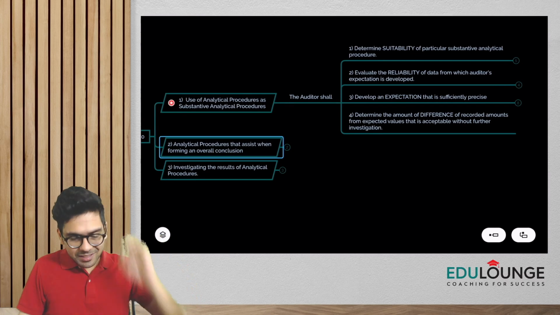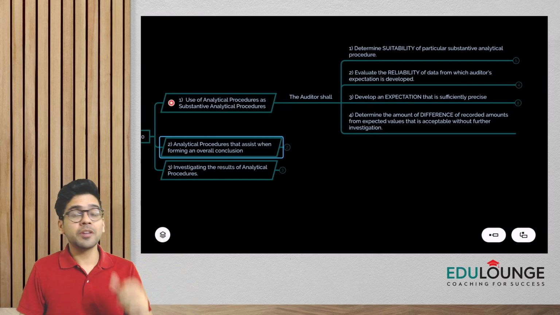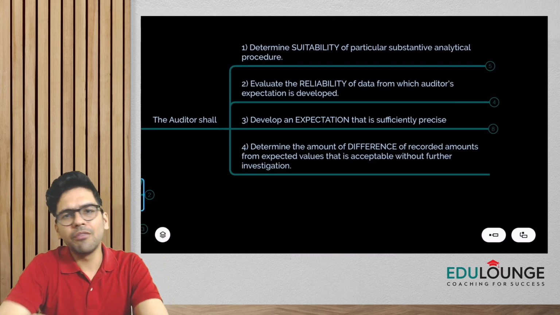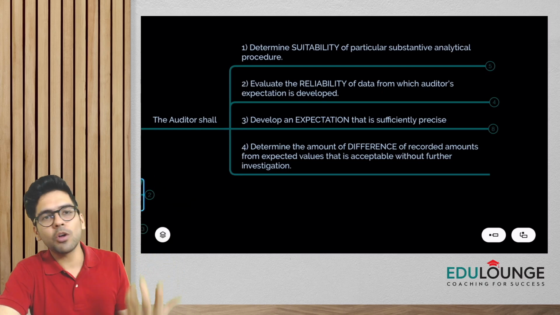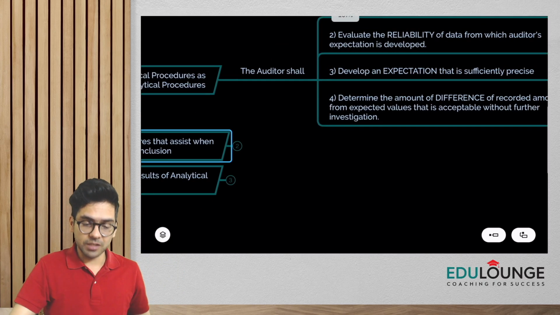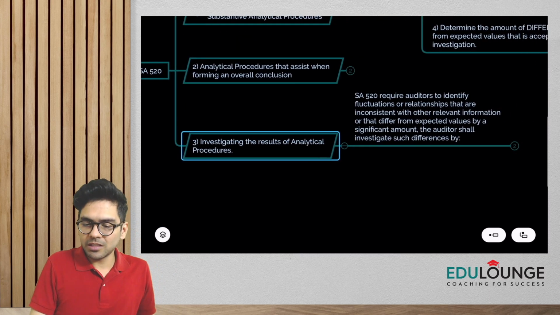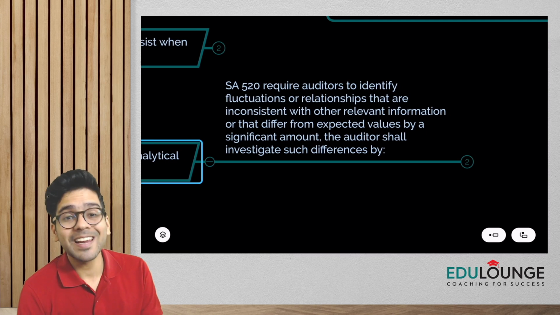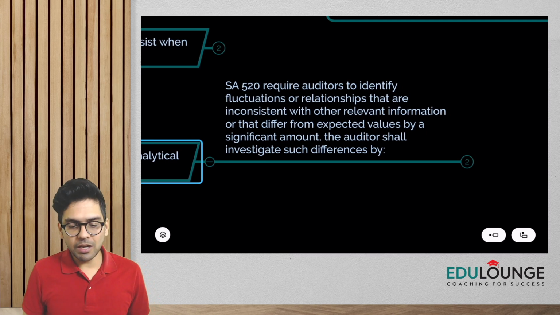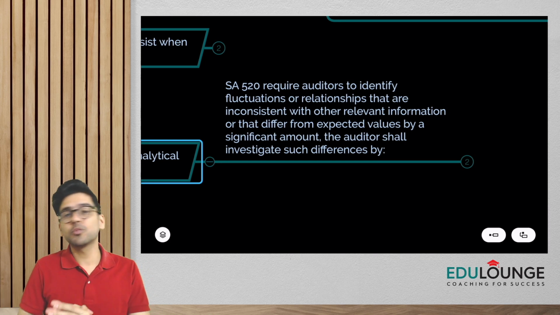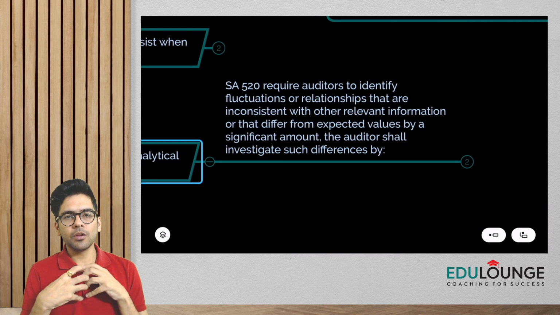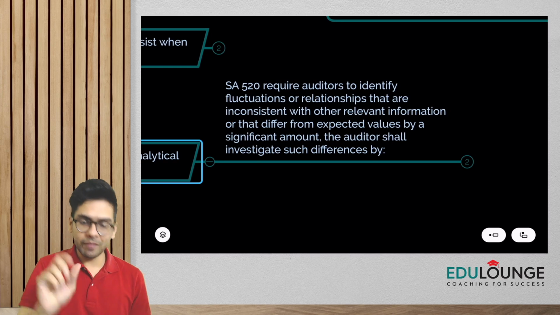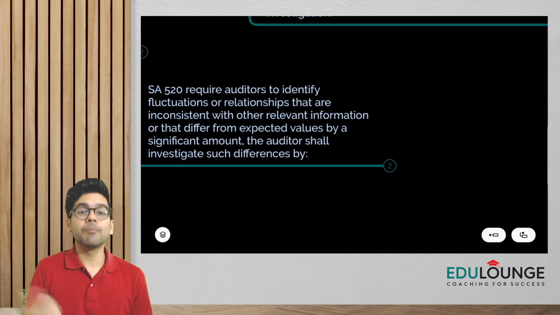Okay, so please remember, when are you going to use analytical procedure as substantive analytical procedure? Four things: suitability, reliability, expectation, and then we have to see the difference. If the difference is beyond the tolerable difference, it would warrant further investigation, right? Now, when I say investigation, what does it mean? SA 520 requires auditors to identify fluctuations or relationships that are inconsistent with other relevant information, or that differ from the expected values by a significant amount. So when my expectations and the actuals differ a lot, then probably I'll have to probe in, I'll have to investigate.